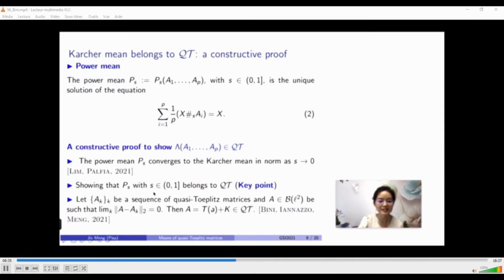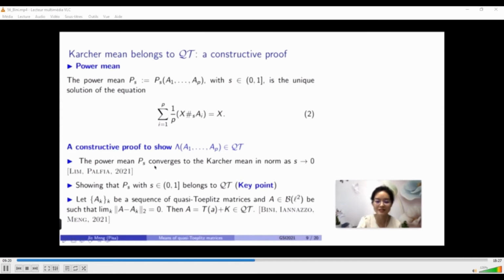Here is a sketch of the proof. At first, the power mean converges to the Karcher mean in norm as the parameter s goes to 0, and this has been proved in a recent paper. And then we show the power mean Ps for any s belongs to the QT class. And finally, we use this useful result in this paper. It shows that if a sequence of quasi-Toeplitz matrices converges to a bounded linear operator A in the infinity norm, then this limit A is in the QT class. So using these three items, we can prove the Karcher mean is in the QT class.